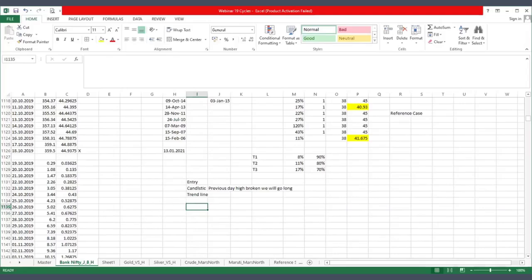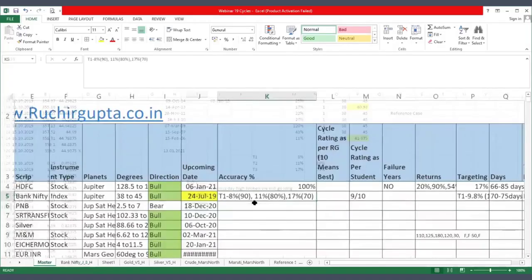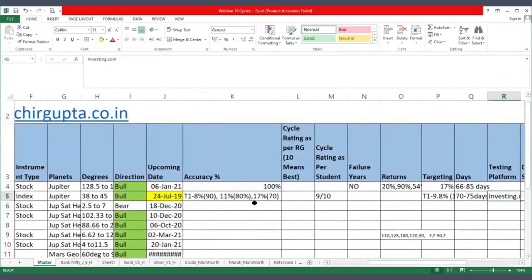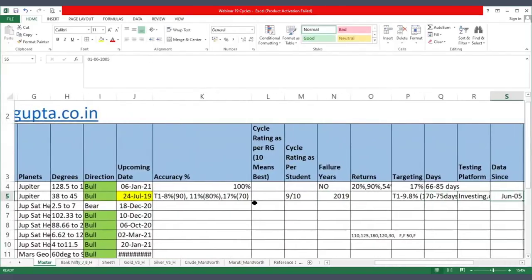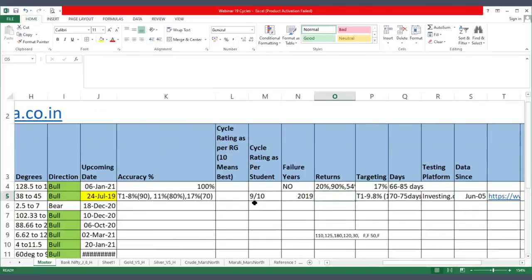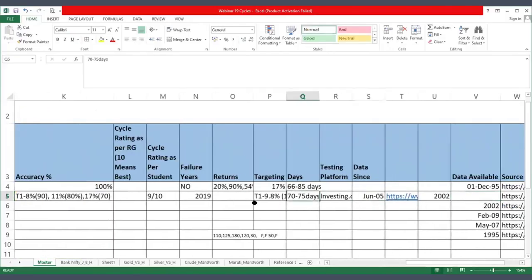Okay, now we have done this cycle. Failure years were, 2019 was a failure. Returns you can fill in after seeing that table. In terms of number of days, it is I think around 80 days. Now these targets were calculated previously. You can ignore them now.